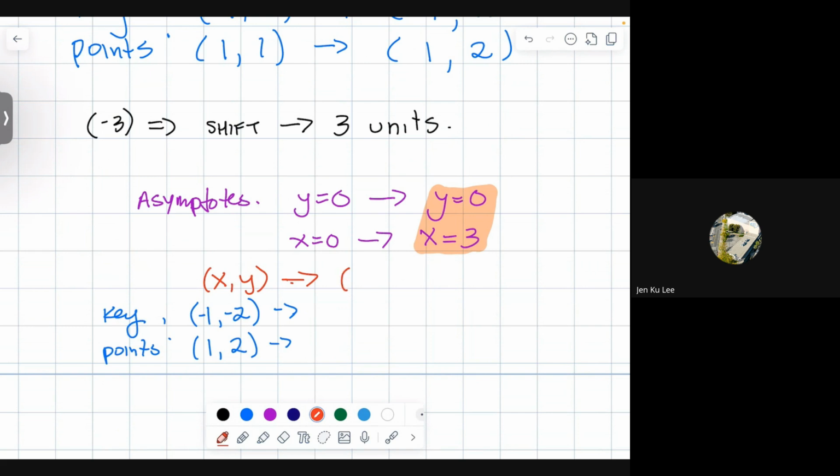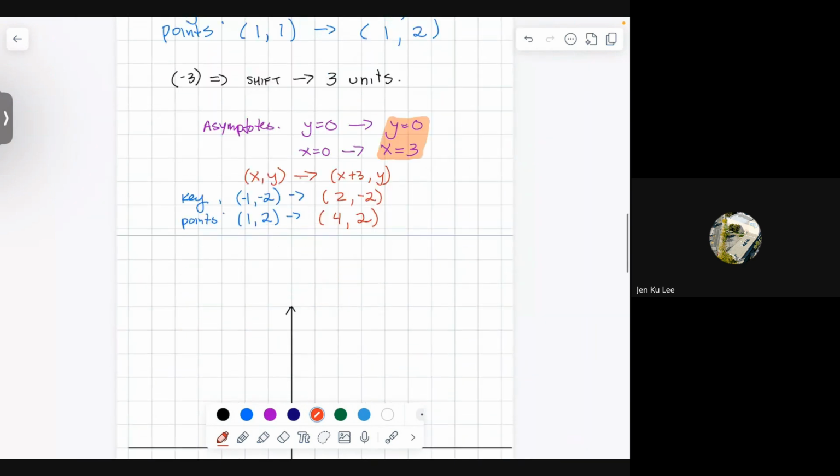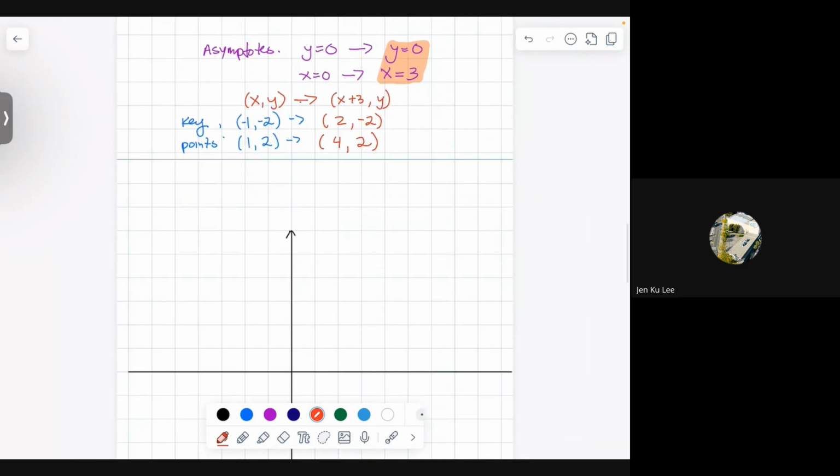x plus 3, y, correct? Because my y's don't change. It's just a shift to the right 3 units. So -1 plus 3 is 2, -2. 1 plus 3 is 4, 2. So those are my final key points, right? I have my asymptotes. I have my key points. So now it's time to graph.